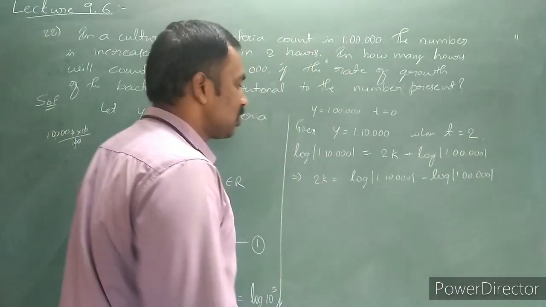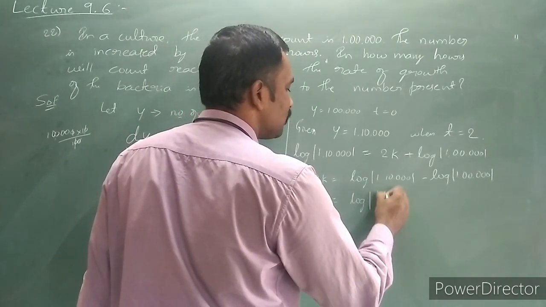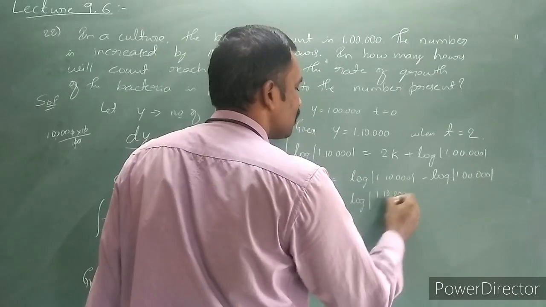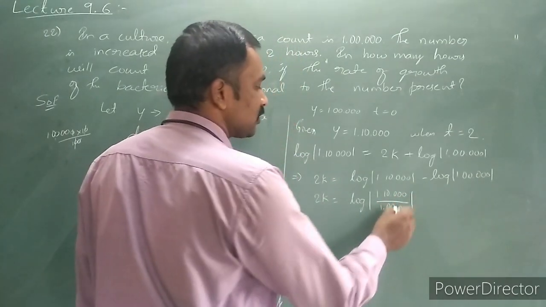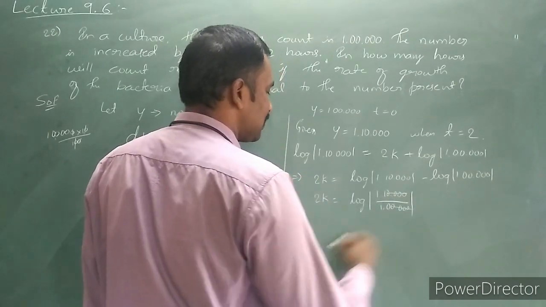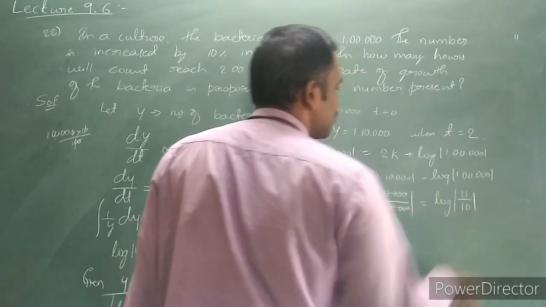So log m minus log n. What is log m minus log n? Log of m by n. So 1,10,000 divided by 1 lakh. Have you got my point? So here 4 zeros get cancelled. What is left? Log of 11 divided by 10 is left.